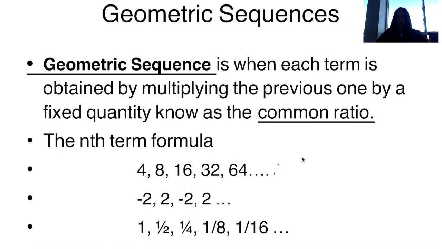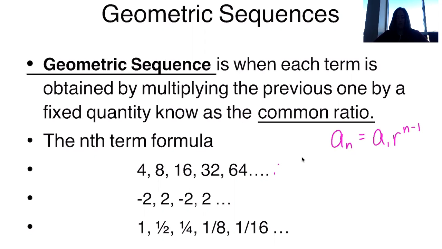We have a general formula for this, which is a sub n equals a sub 1, and sometimes they say just a, times r to the n minus 1. Well, a1, if you remember from arithmetic, is the first number in your sequence. Your r is your common ratio. What are you multiplying by each time?